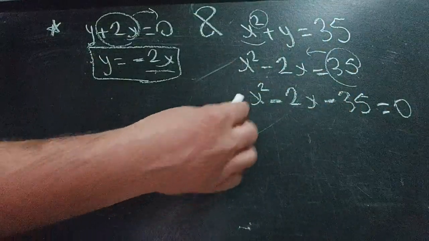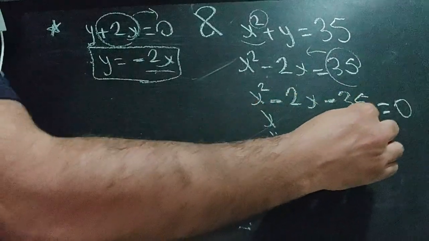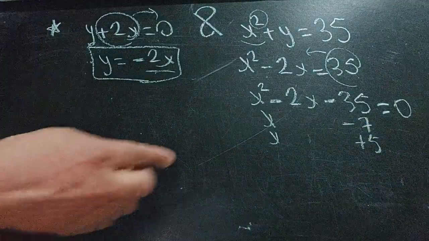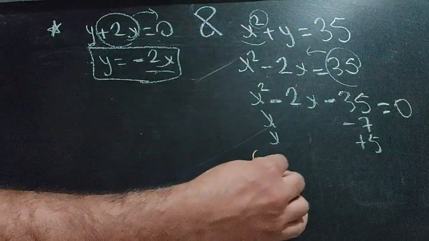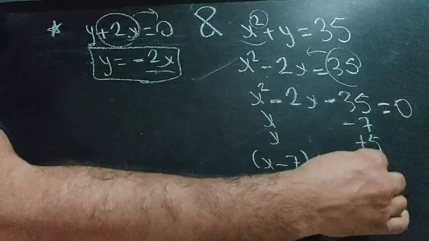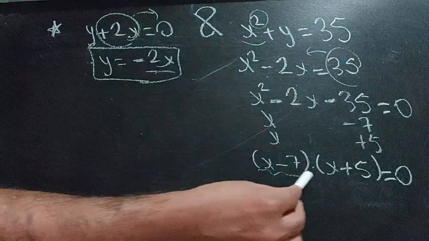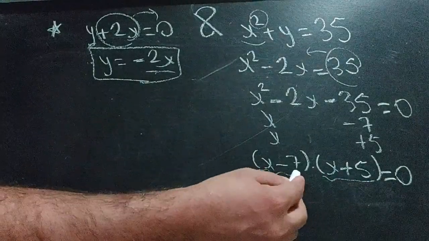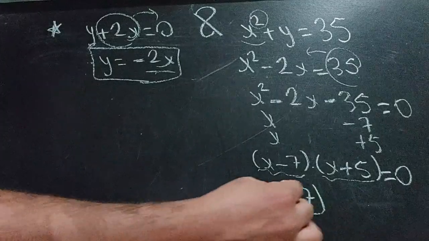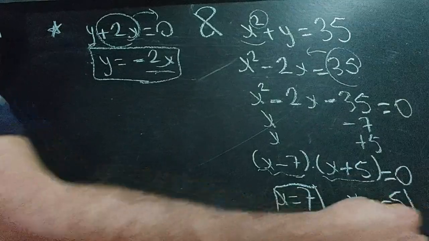Now I'm going to factorize the expression. That will be negative 7 and positive 5. So that will be x minus 7 times x plus 5 equals 0. I'm going to equate both of them to 0 separately. X will be 7 there, and x will be negative 5.